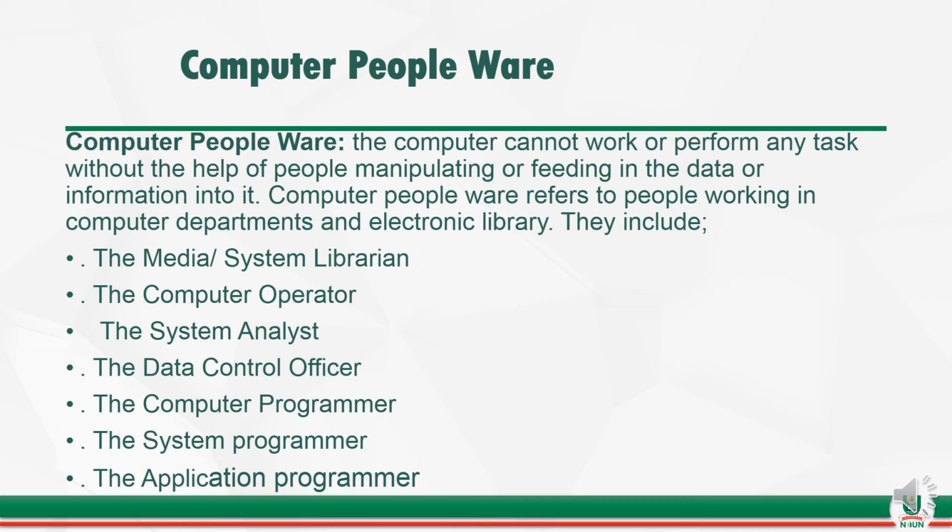As we mentioned earlier, the hardware and software components of the computers cannot work alone. They need people to do what? To operate them. They need people to input the data. That brought about the computer peopleware, which includes people that manipulate or feed data or information into the computer system. People like the media storage system librarian, computer operators, system analysts, data control officers, computer programmers, system programmers and application programmers.